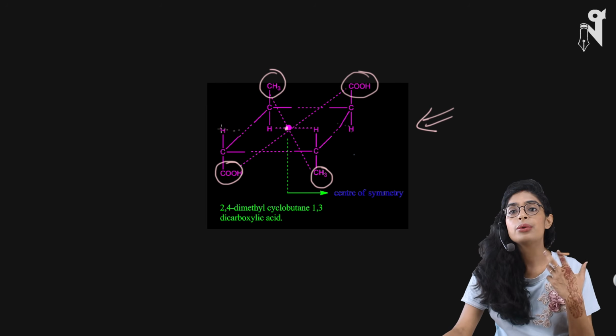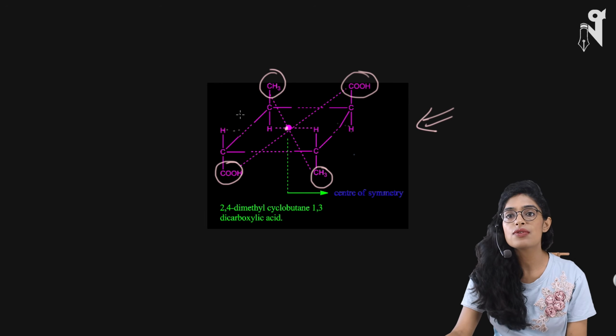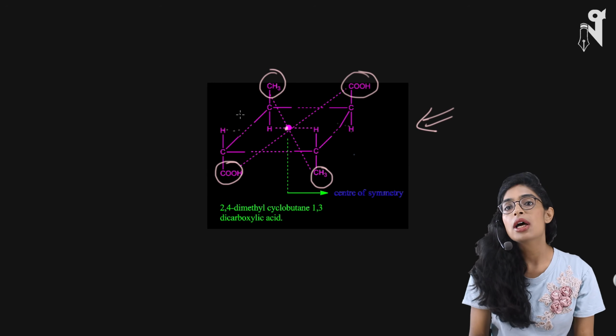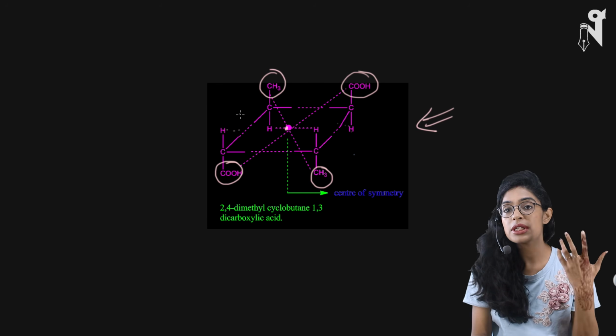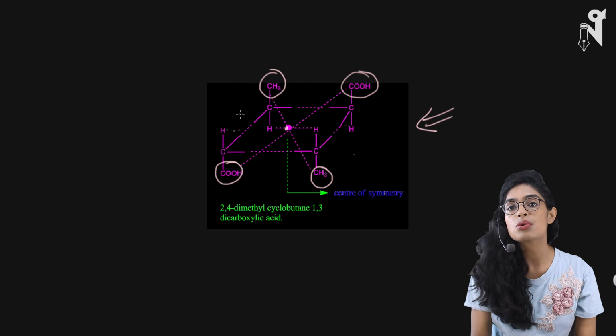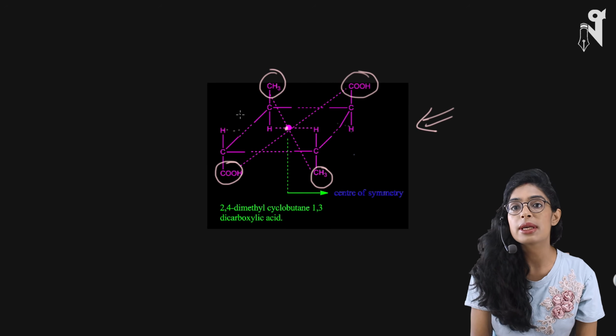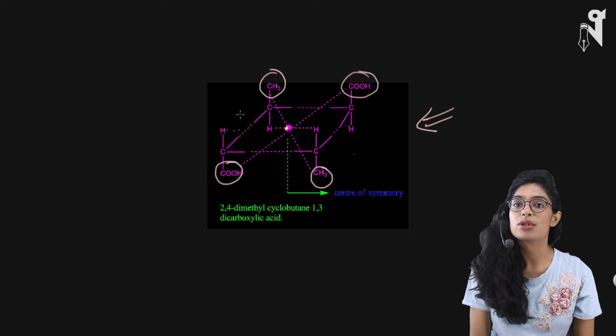So whenever you get a question, you have to check both of the things. One is plane of symmetry, one is center of symmetry. You have to imagine a particular molecule and see its 3D representation in your imagination, and then see whether a line passing through the center is actually giving you the same groups or not. And second thing, when you cut it through any plane, is it giving you a mirror image or not.